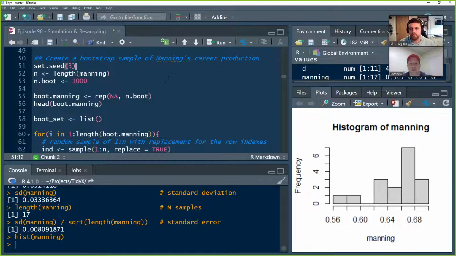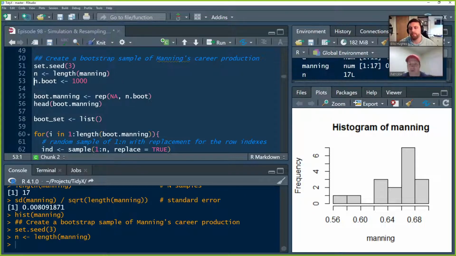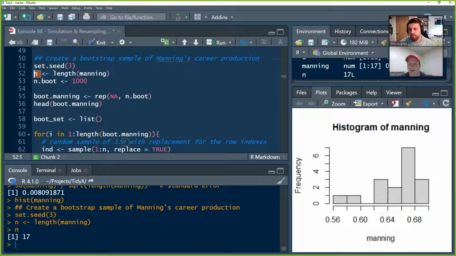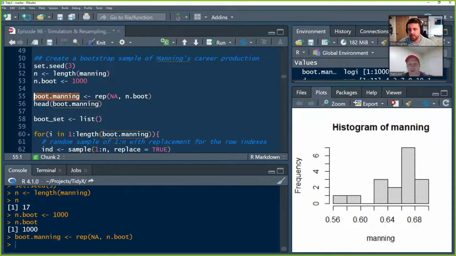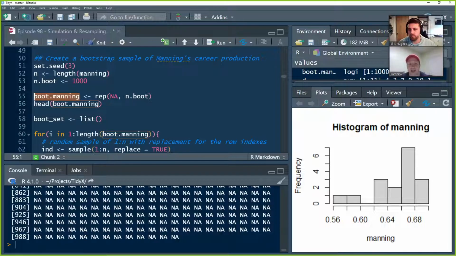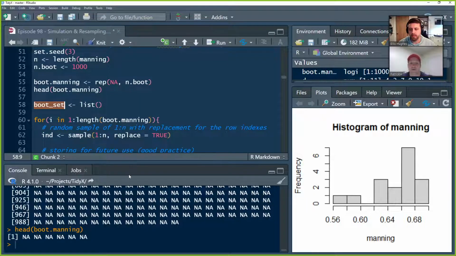So we're going to set our seed at 3. We're going to set the length because we need that for the bootstrap. We have to take the length of our data as the length of the resamples, and we're going to run 1,000 resamples of Manning's career. And we're going to create this little vector of NAs for storing values, and then we're also going to create this boot set list. Ellis, why do we want to create a boot set list?